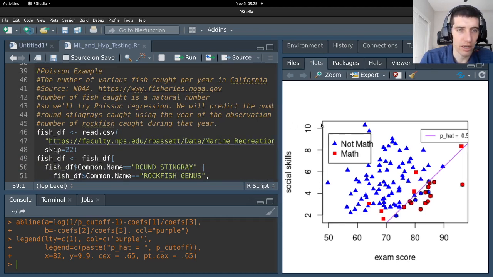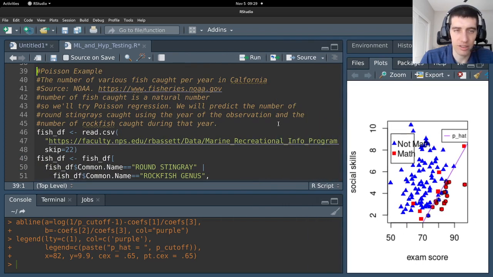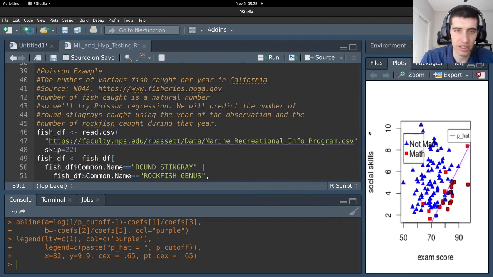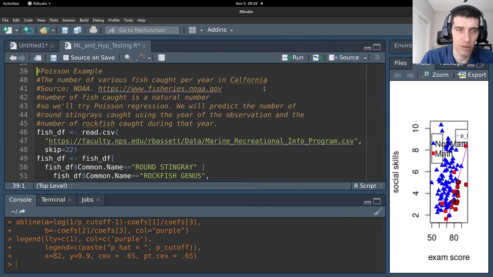All right, moving on. Let's do this Poisson example, which I promised, about predicting the number of fish caught per year. This is in California, and again, we're predicting the number of round stingrays caught using another fish, the number of rockfish, and also the year in which the observation was recorded. So here's the data. Again, I'll post this code to the course website, so you have access to it.